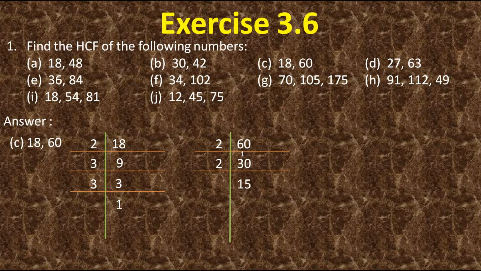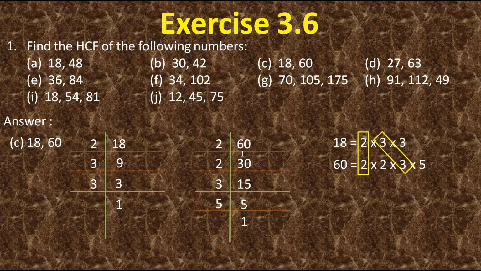Now 15 is divisible by 3. Therefore we will take 3. 3 5s are 15. Now 5 1s are 5. Okay, so the prime factorization of 18 and 60 is this one. Here 2 is common and 3 is common, right? Therefore the HCF of 18 and 60 is 2 into 3, which is equal to 6.